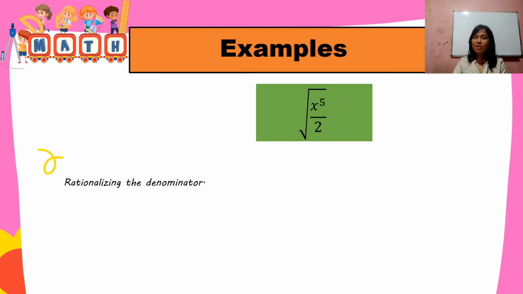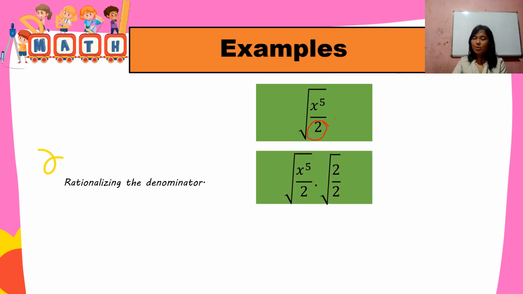So, paano pag-rationalize? Kasi square root siya. Kasi square root siya. So, kailangan mo ng square root din. Mag-multiply ka ng square root. Focus ka dito sa 2 mo. So, kung mag-multiply ka ng isa pang square root of 2, 2 times 2 is 4, which is a perfect square. So, matatanggalan mo siya ng radical sign. So, yon. Multiply both sides by square root of 2 over 2.